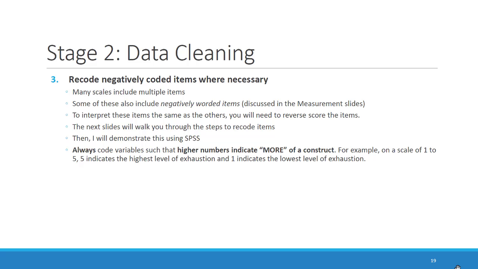A quick note before we begin, always code variables such that higher numbers indicate more of a construct. So if we had a scale of 1 to 5, we would want to make sure that 5 indicated highest exhaustion and 1 indicated lowest exhaustion. So for any variable, higher levels mean more of the construct that you're talking about. In other words, we would not want 5 to indicate the lowest level of exhaustion and 1 to indicate the highest level of exhaustion, because that would be confusing and difficult to remember.